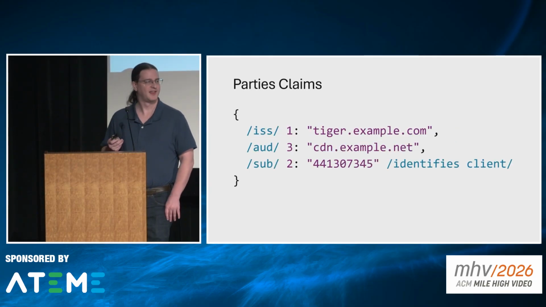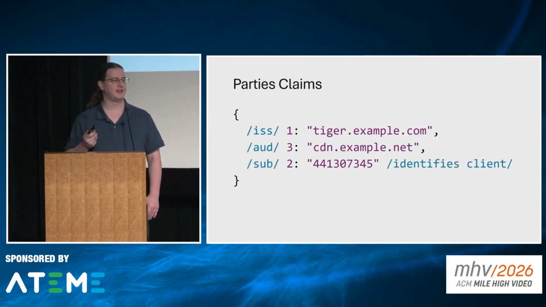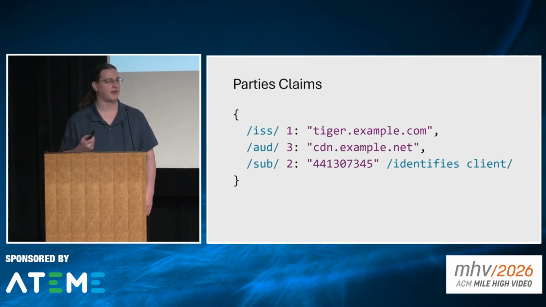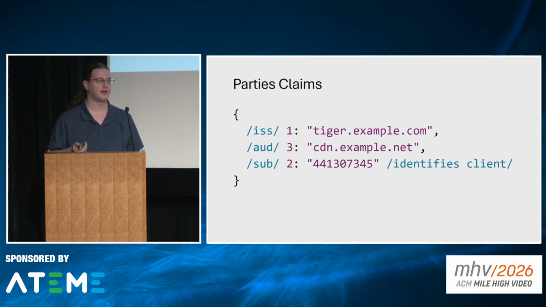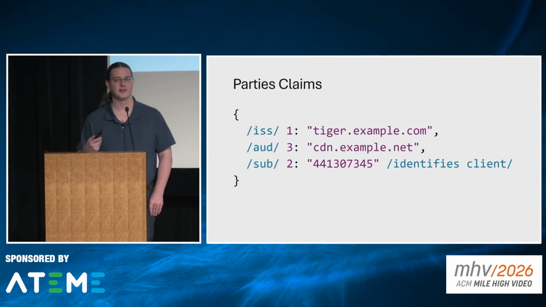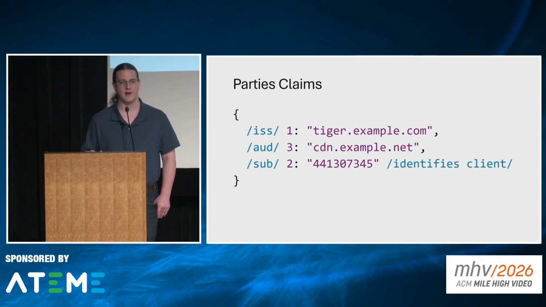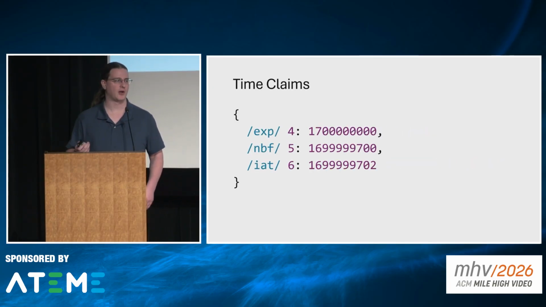Parties claims. The issuer is the content provider. The audience claim is the CDN that is going to process it. And the subject claim is the client. Be careful with the subject. This usually identifies a person or a household, and you may have obligations there. So, if you have a subject claim, you usually need to encrypt the token.